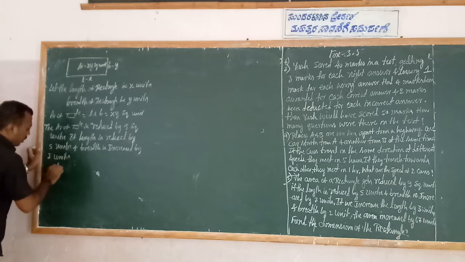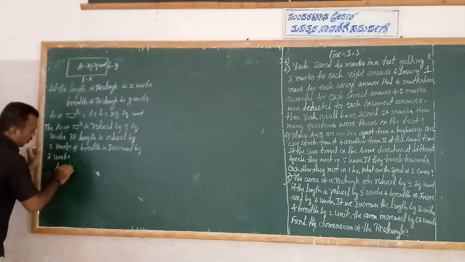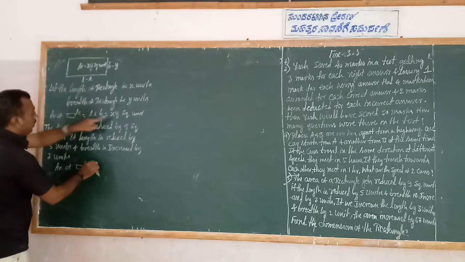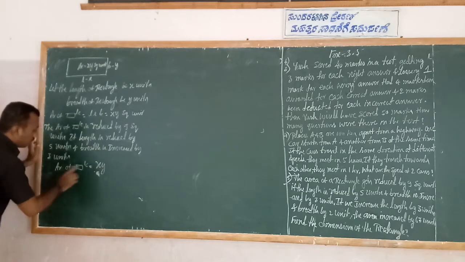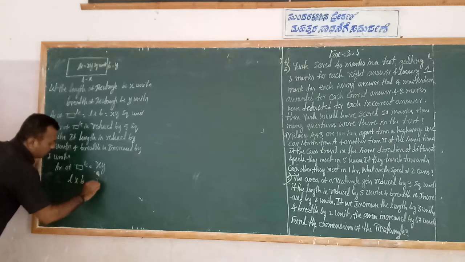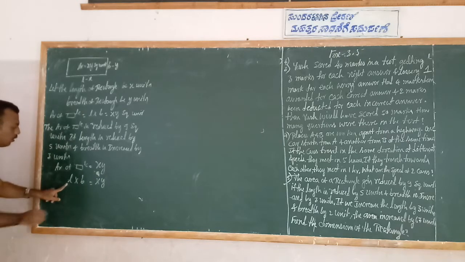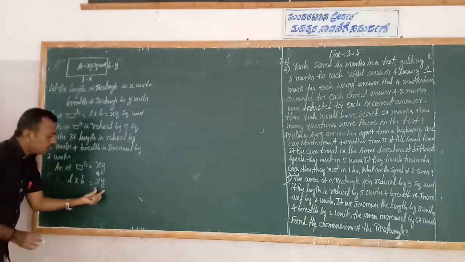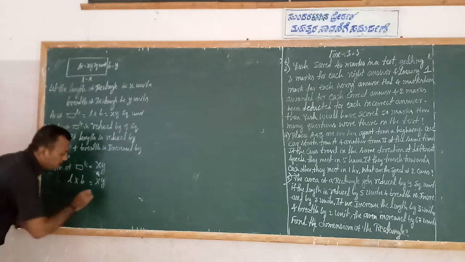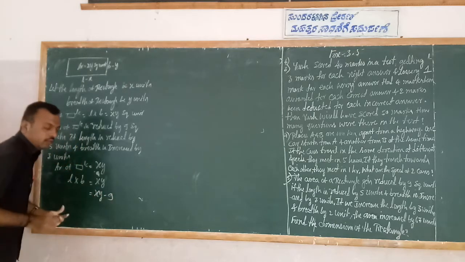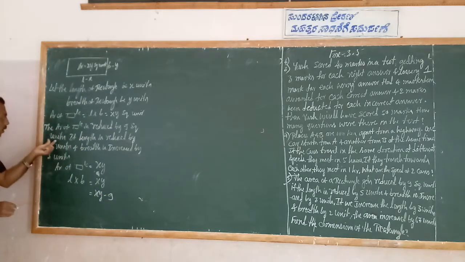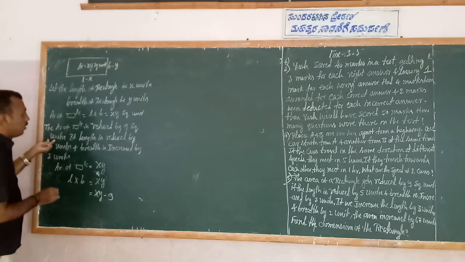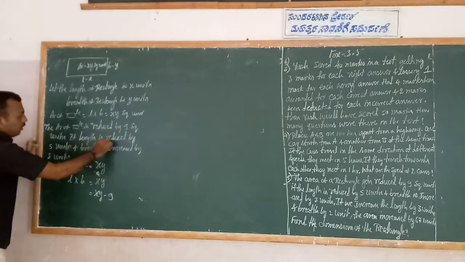See, first of all, the area of the rectangle is equal to how much? The area of the rectangle we calculated here, xy. So what is the area of rectangle formula? L into B is equal to xy. So the area of the rectangle is reduced by 9 square units. What is the area? xy. So to reduce by 9 square units, xy minus 9. If the area of the rectangle is reduced by 9 square units, if the length is reduced by 5 units.